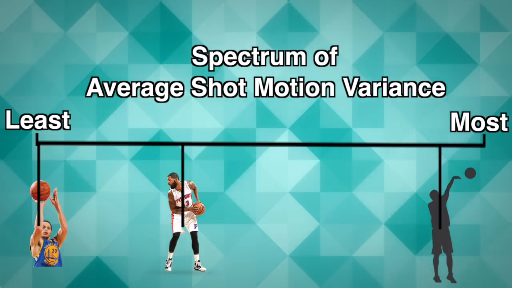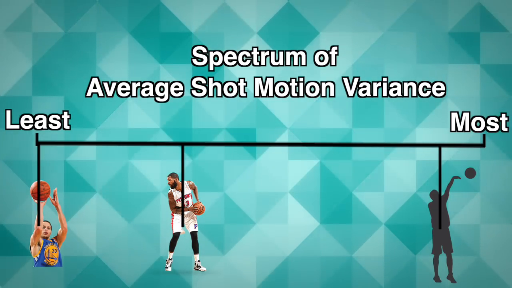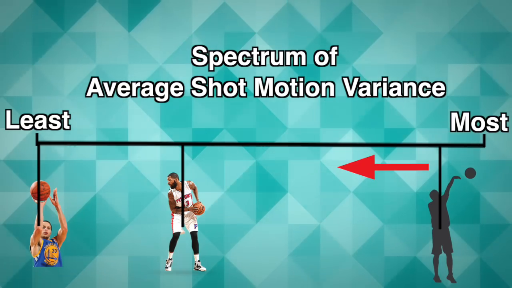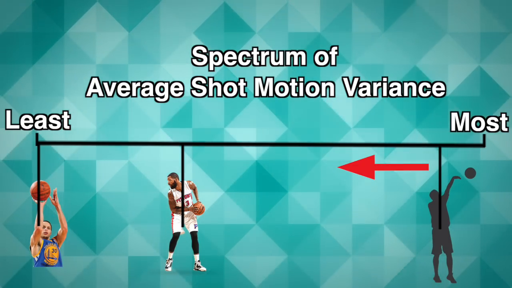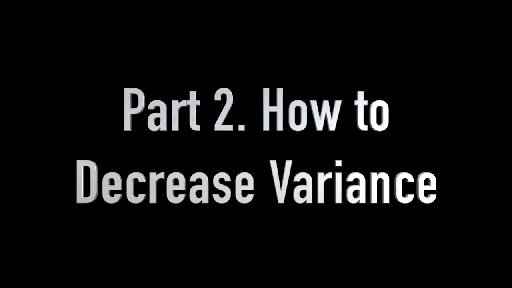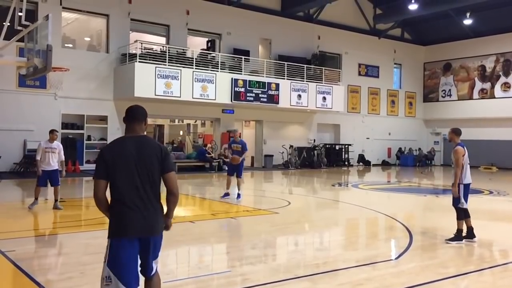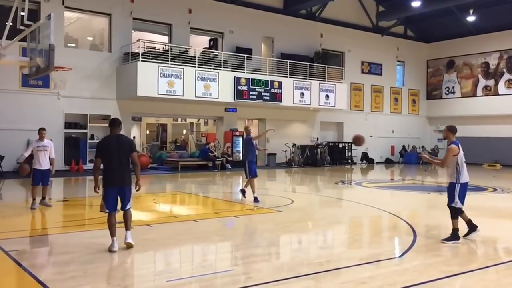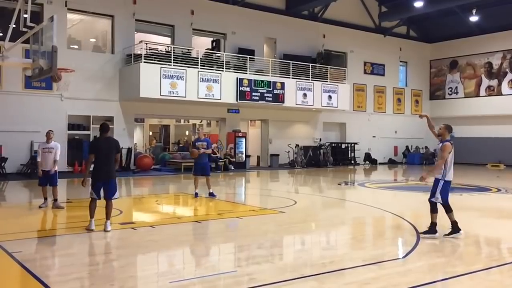So if we all lie on this theoretical spectrum of average shot motion variance, the question remains if we can move up this spectrum, and if so, how we can move up the spectrum. Well, the answer is obvious in one way. We can practice. Practice consists of going out and shooting shots over and over again with the intention of laying down muscle memory for the correct shot motion.